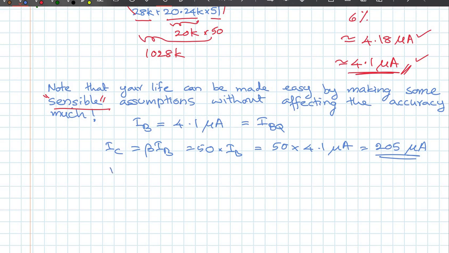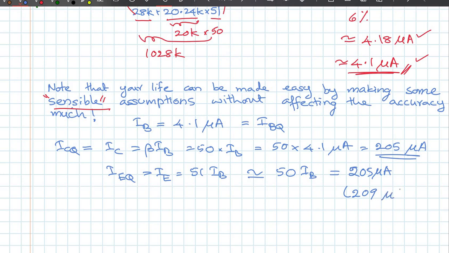And what is my IEQ? So this is my ICQ also. ICQ is one of the quantities that we need. IEQ, which is IE, which is 51 times IB, which is roughly about 50 IB, that is also equal to 205 microamperes. If you really want to go with the 51, this value would be 209 microamperes, which is good enough.